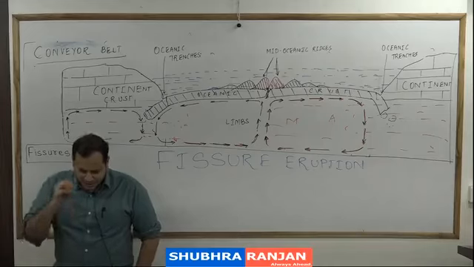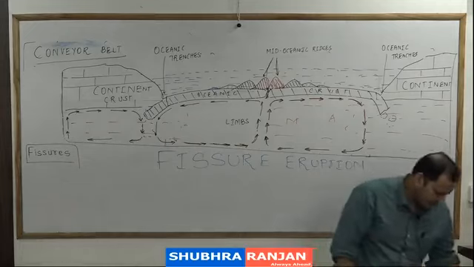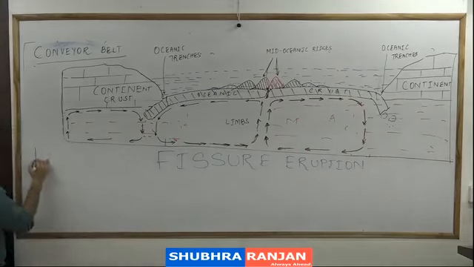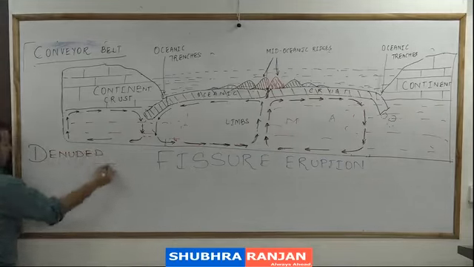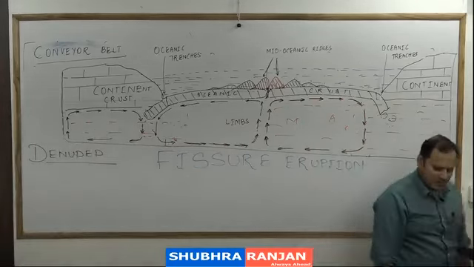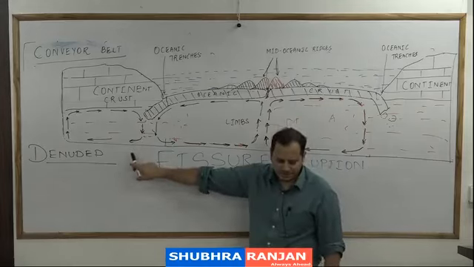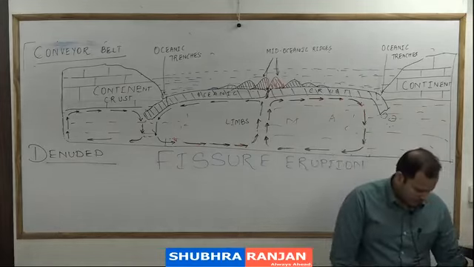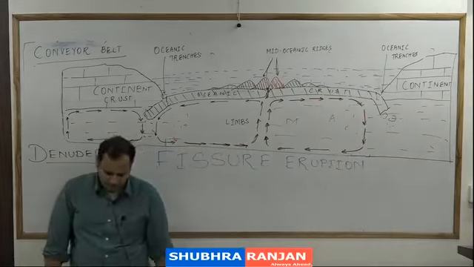While the old ridges are denuded. Denuded means either weathered or eroded. So right now, just write the word denuded or destroyed. Are denuded to become a part of oceanic crust.